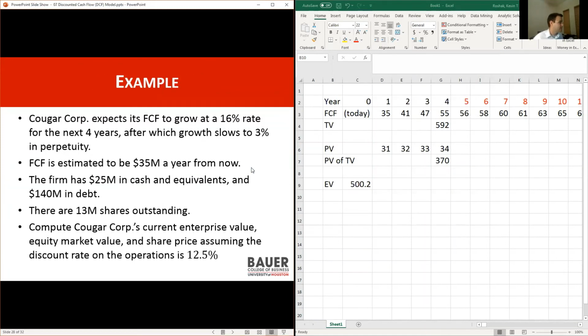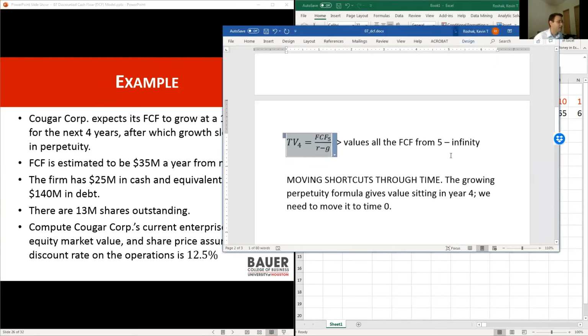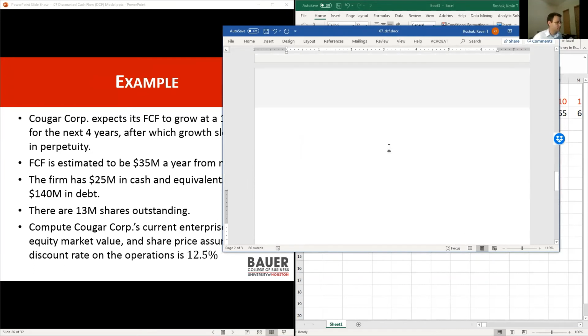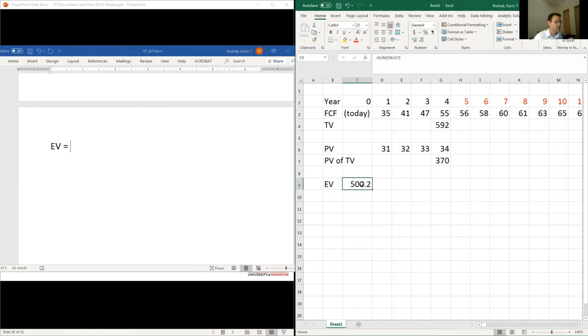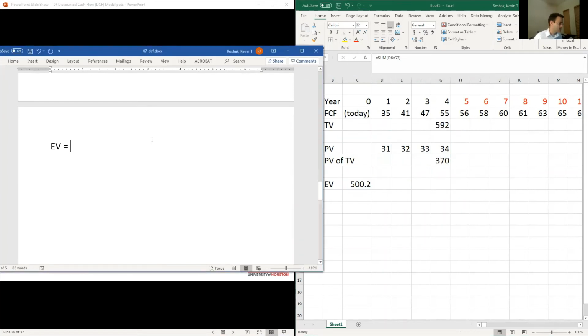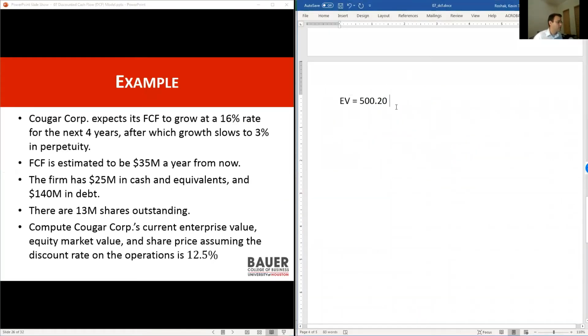Now, that was the value of the operations, the enterprise value. The question was asking for more than that. The question was asking for the value of the equity as well as the value of the share price. So let's bring up a balance sheet. We figured out that the enterprise value was 500, with all of this discounting of free cash flows. We further know from the problem that the cash is worth 25 and that the debt is worth 140.